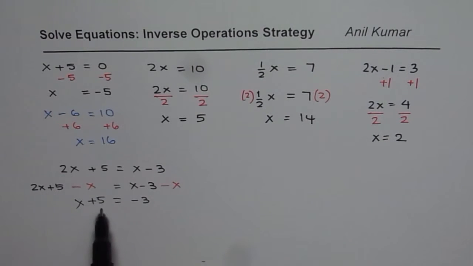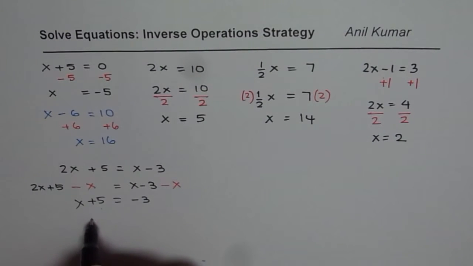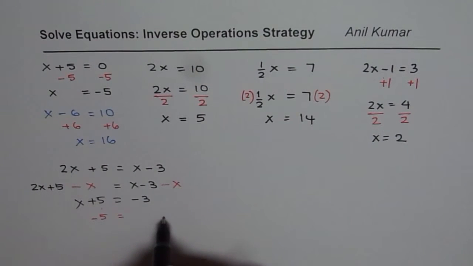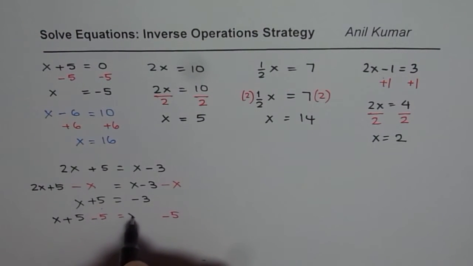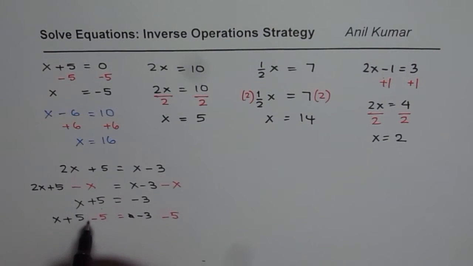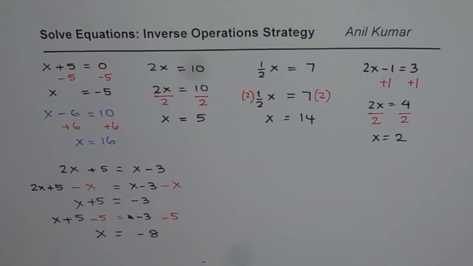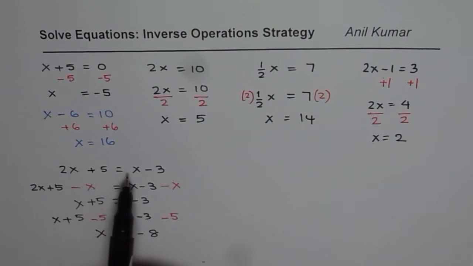Now this equation becomes similar to what we had been doing here, right? So at this stage, we could take away 5 from both the sides. Do you get the idea, right? So the equation was x plus 5 equals minus 3, and we are taking away 5 from both the sides. So we get our solution as x equals minus 8. You get the idea, right? So that is the way to solve equations if we have variables and constants on both the sides, right?